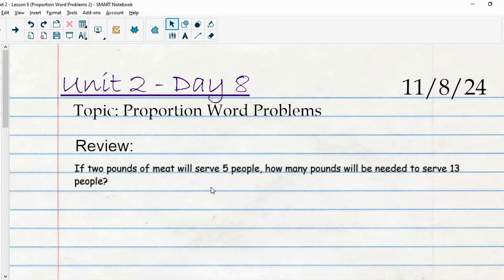So write this down first, okay? Unit 2, Day 8, and that's for November 8th. All right, so we're talking about proportion word problems again today.